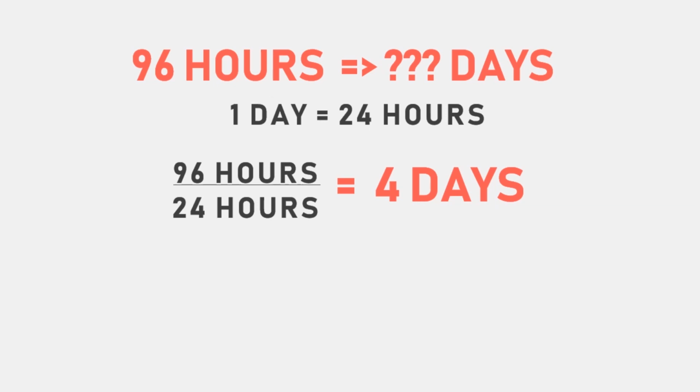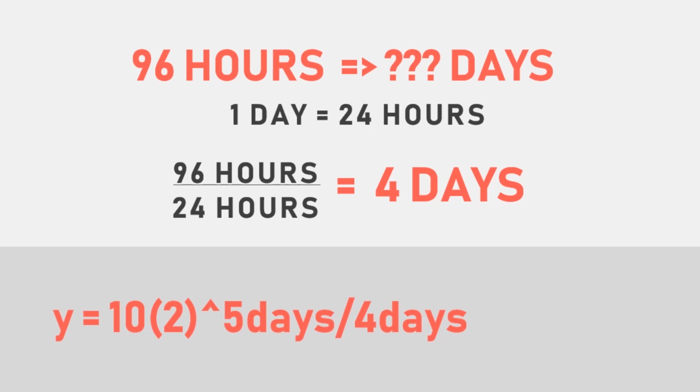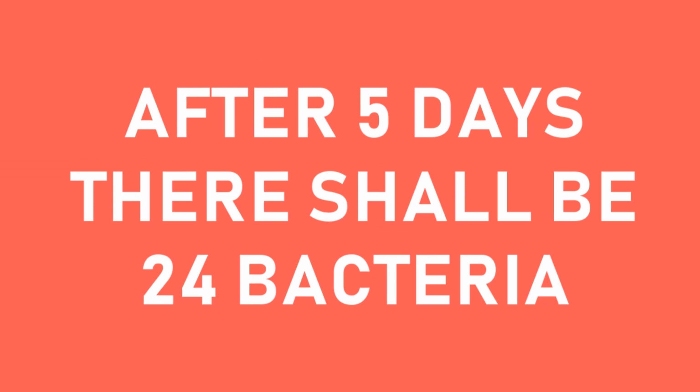The formula for this problem would be y = 10 times 2 raised to 5 days over 4 days, which would be equal to 23.7841423. After computing the function, we will know that after 5 days, there shall be 24 bacteria on the petri dish.